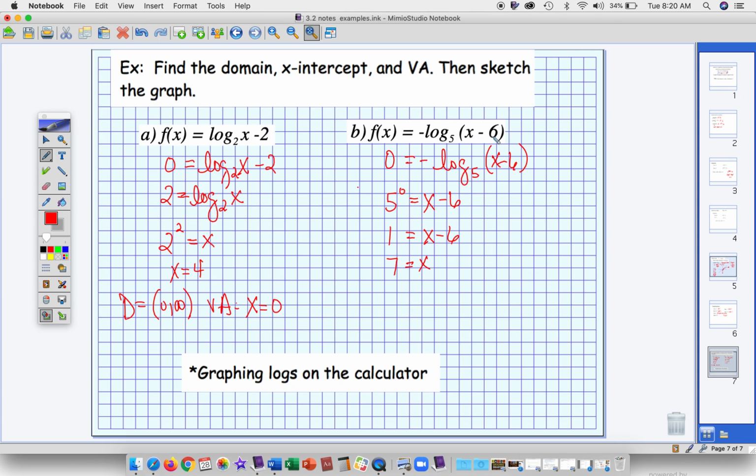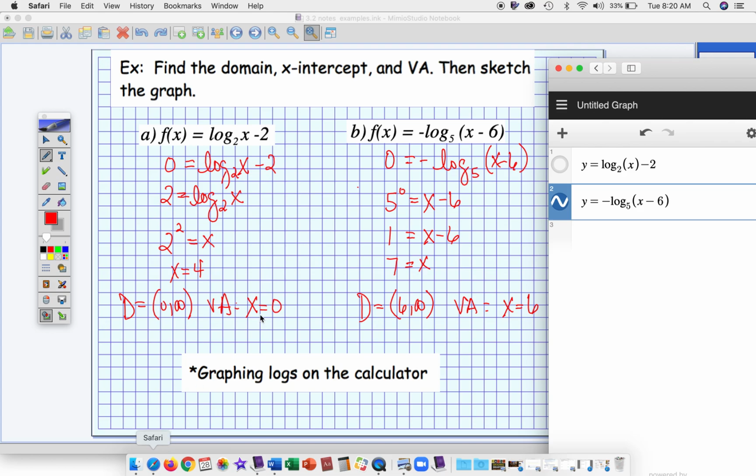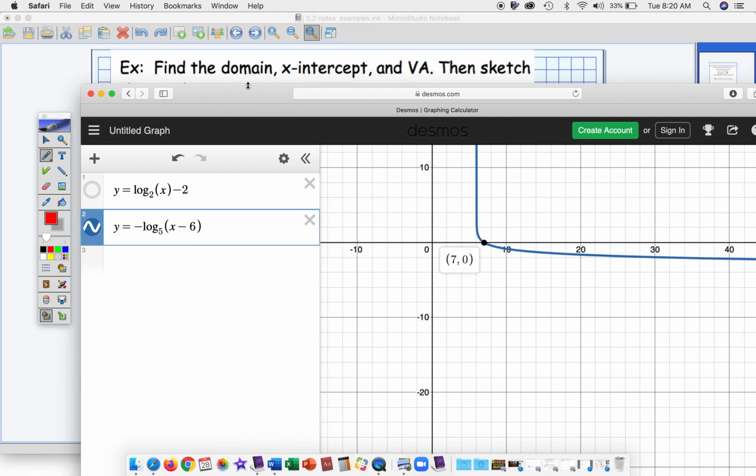Since we shifted 6 units to the right, that means the domain is going to be greater than 6. So it's from 6 to infinity. And the vertical asymptote is now the line x equal to 6. So let's just take a look at the sketch one more time. Again, here's that vertical asymptote traveling right along x equal to 6. And we can see all of the points of this graph are from 6 on up. So that gives us the domain.